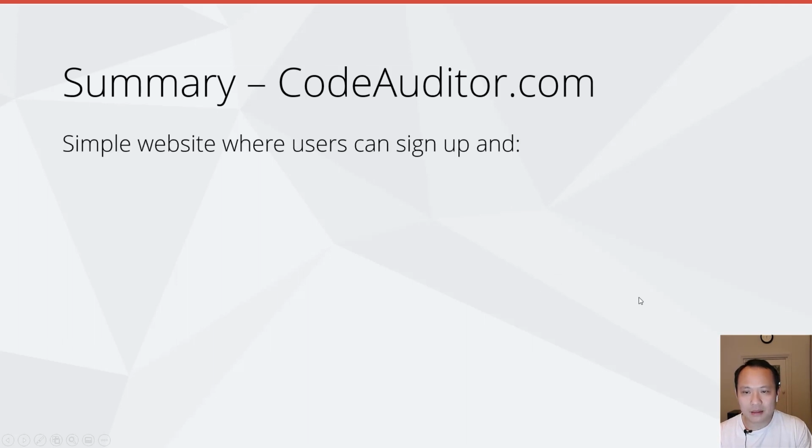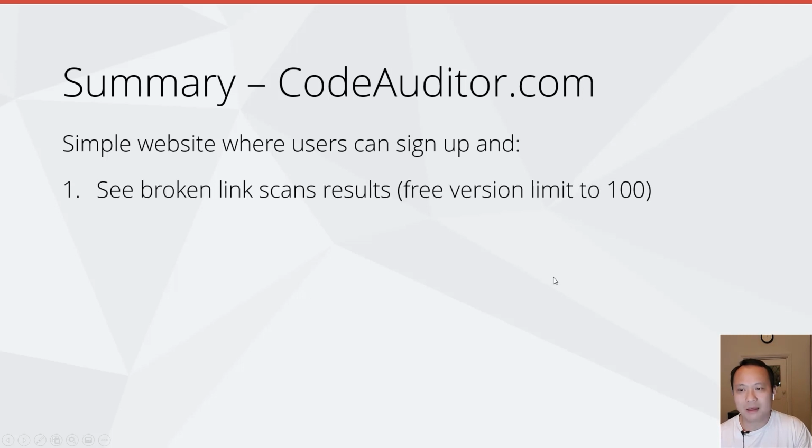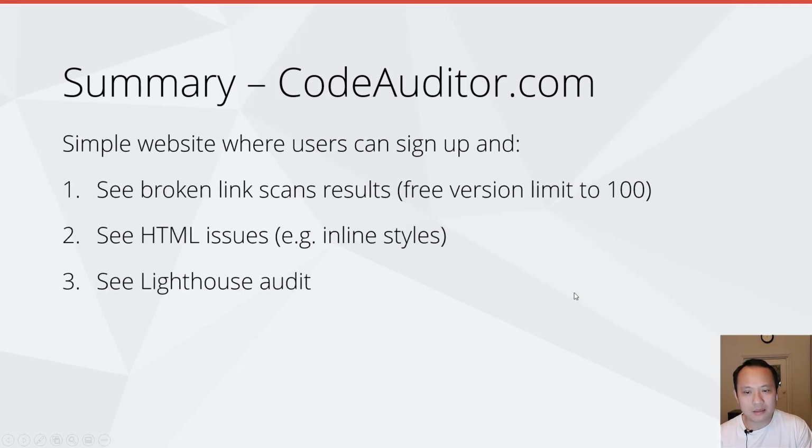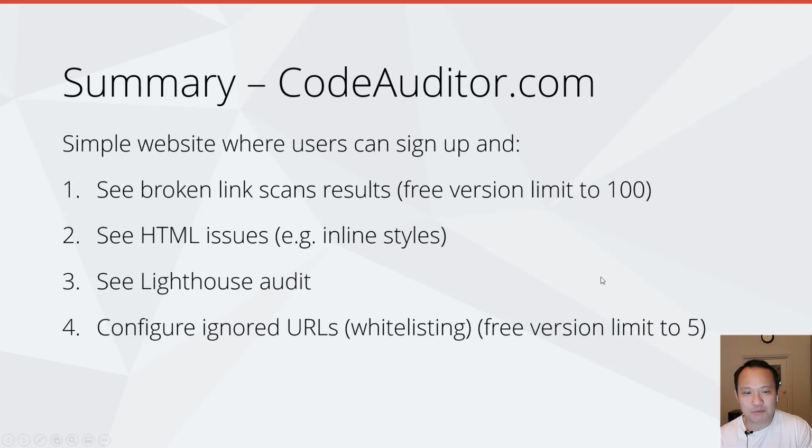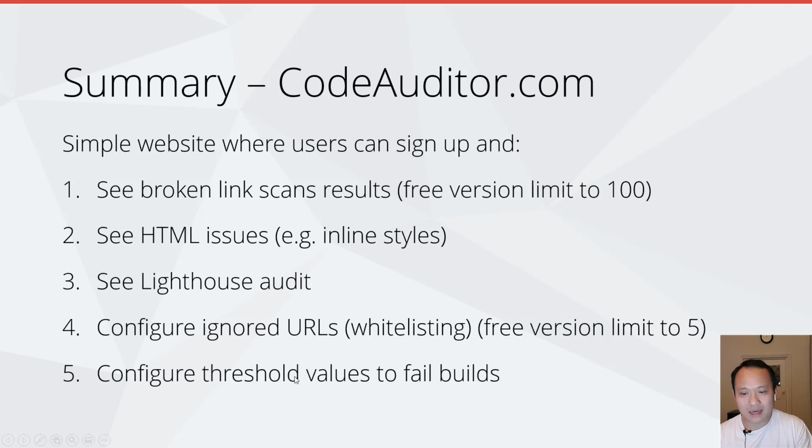So in summary, the CodeAuditor is a very simple website where users can go and sign up, and they can see the list of broken links, and in the free version they can get up to the last 100 scan results. They can see the HTML and also the code issues. They can see the Lighthouse audit directly inside the CodeAuditor. They don't need to get out of the application. They can configure the ignored URLs, and they can configure the Lighthouse audit threshold for when to fail the build.